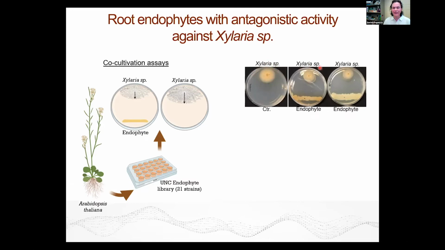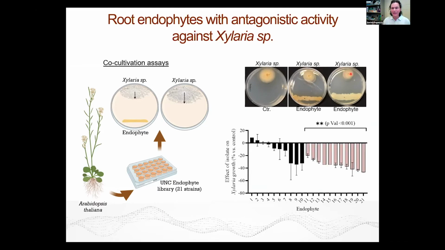And then these are plates with two different endophytic strains and Zalaria growing, as you see, with lower diameter colonies. And this is basically a statistical analysis of the results from the 21 strains that we tested from this library. What you see on this axis is the percent of inhibition.